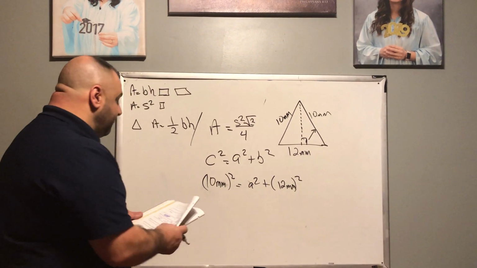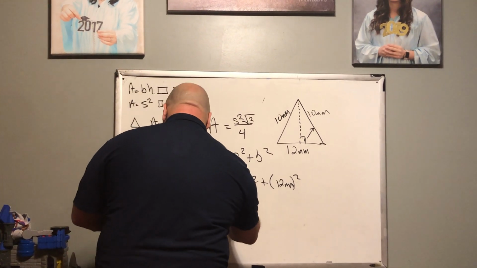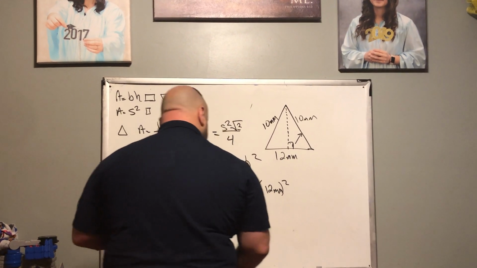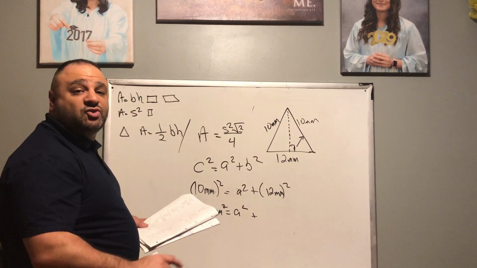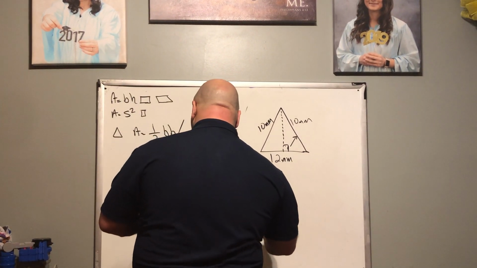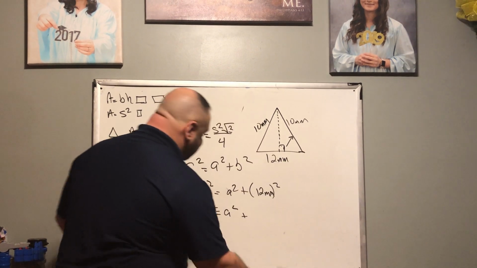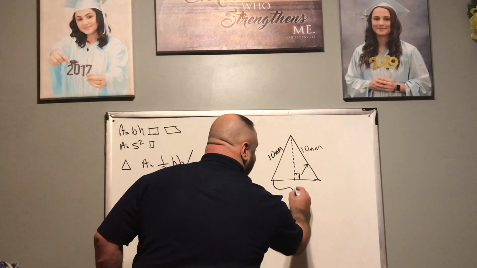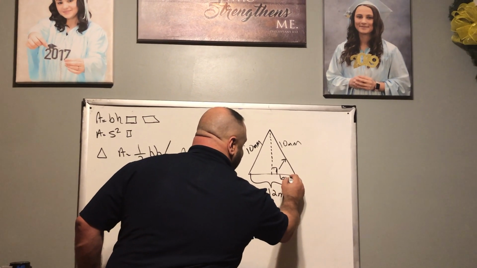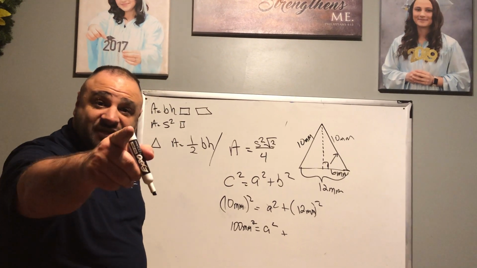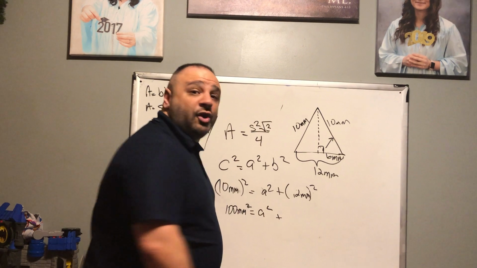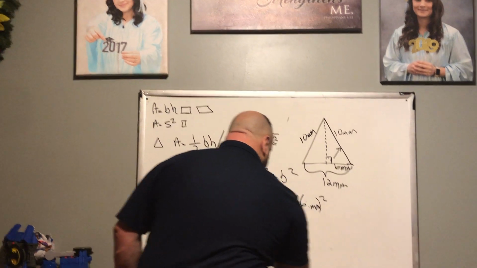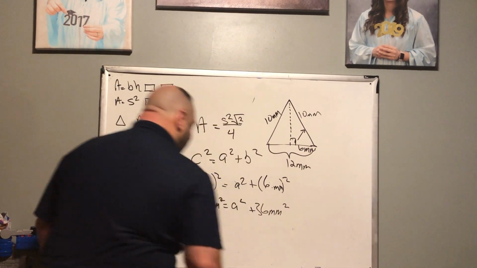Let's quickly solve. 10 millimeters squared is going to be 100. So 100 millimeters squared is equal to a squared plus, and then 12 times 12 is, very good. Oh, I made a mistake here. Remember, if this whole length is 12, then this side must be 6. Made a mistake there. Make sure you follow along. Okay, that's 6, so that would be 36 millimeters squared.